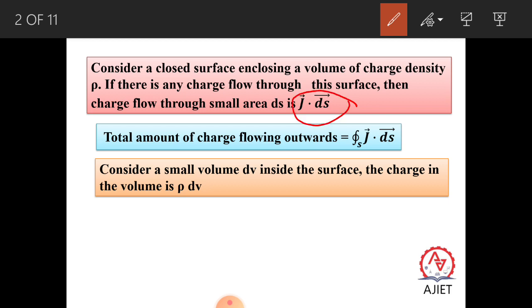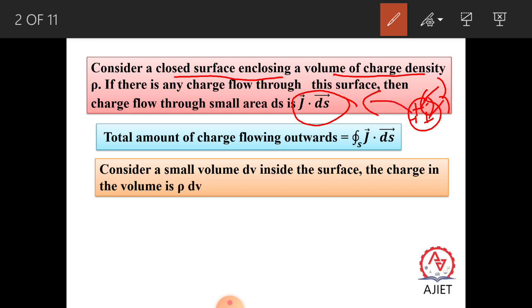So we have to consider a closed surface having the volume charge density rho. We are having a small closed surface like this, having a large number of charges. If the charges flow from a small area of this surface, let us take the flow of charges as J dot ds.